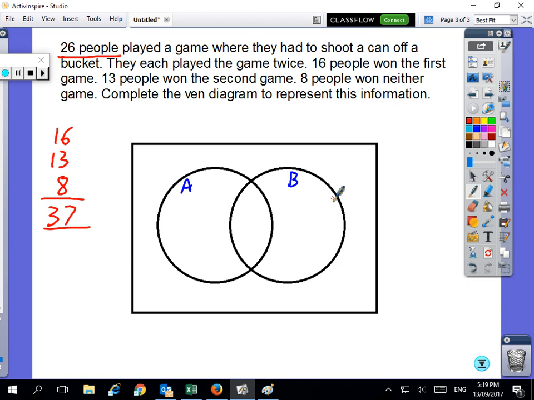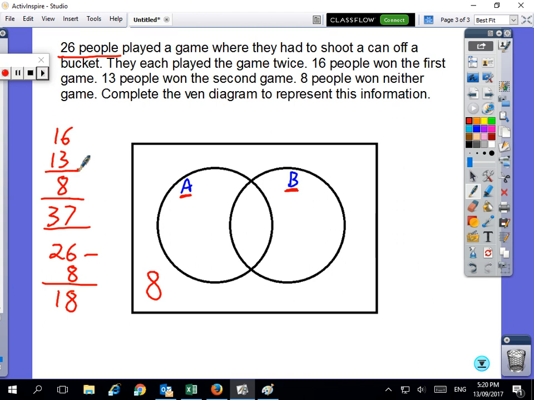Into a Venn diagram. That's what these circly things are called. Well, here's game A, here's game B. We want to get it so that game A and game B have the information about people that won game A and B. And then this space on the outside is for people who won neither. So let's do that first. 8 people won neither game. So out of that 26, how much do we have left over to play with? If 8 people won neither game, we've only got 18 left to play with.